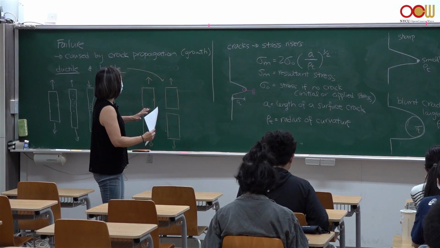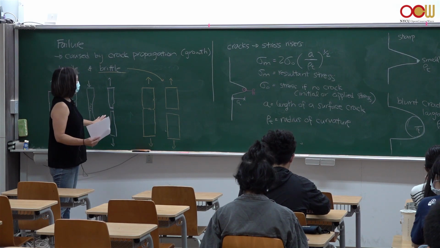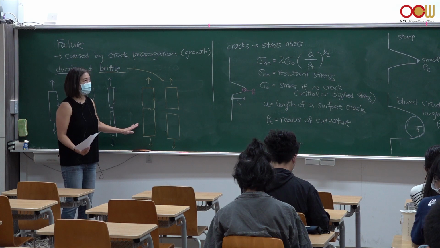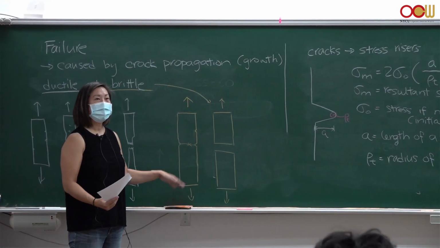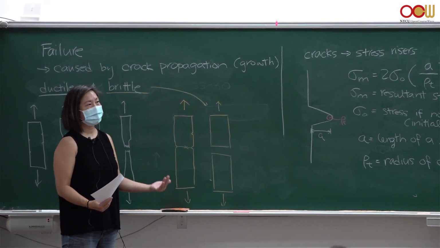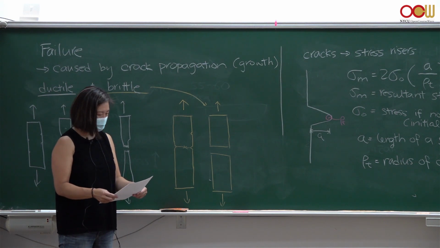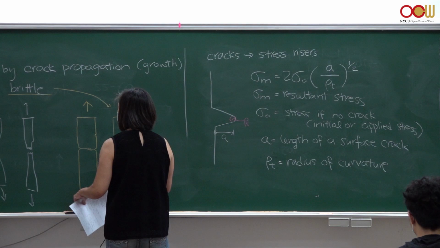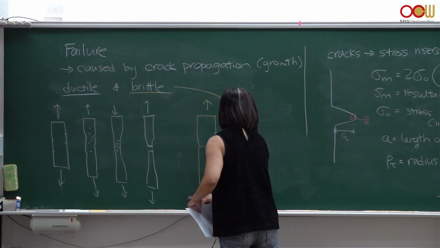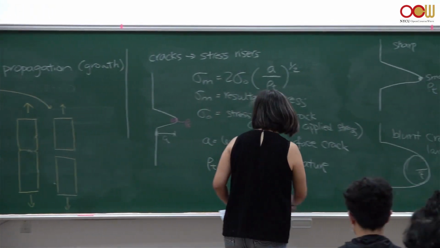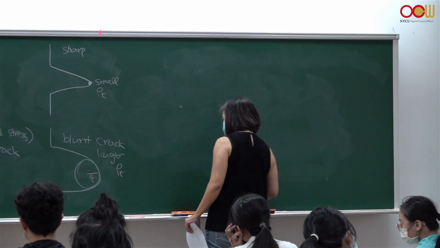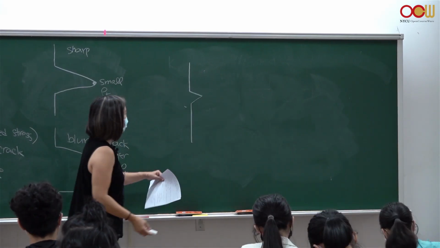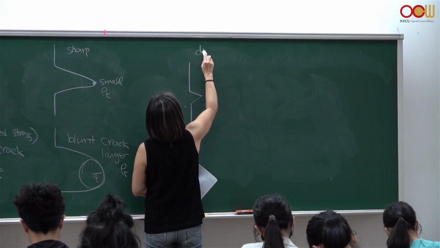Okay, we understand why materials break under ductile conditions, and we understand why materials break under brittle conditions. But why would a material that's supposed to be ductile break in a brittle manner? Okay. So first we need to understand a little bit about what is happening in a ductile failure. So when we have ductile failure, we also have cracks. So this is a ductile material.